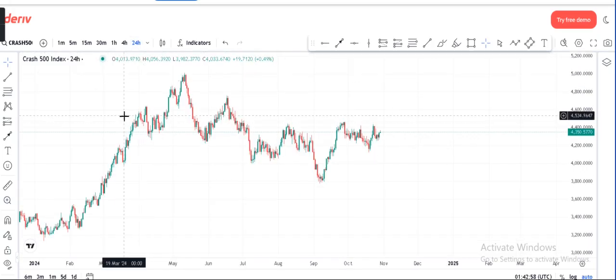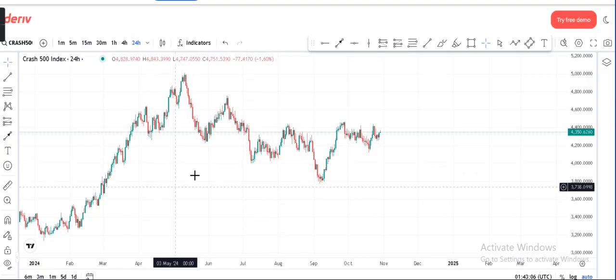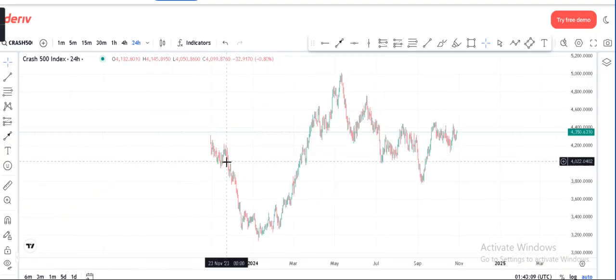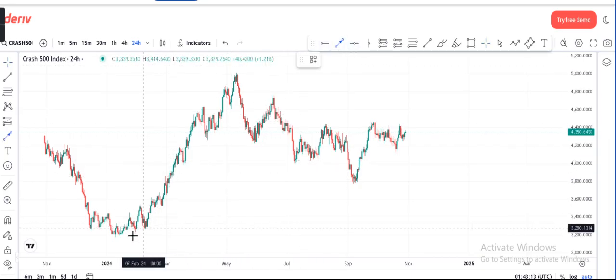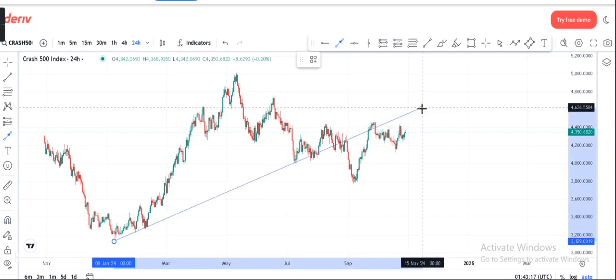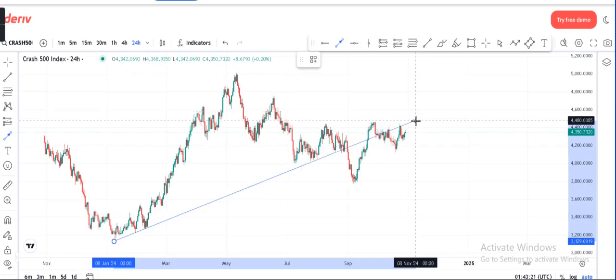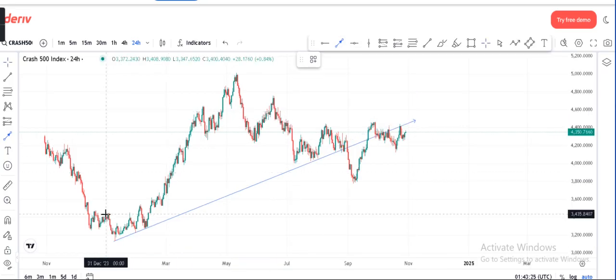On the Crash 500 index, what we can clearly see is market reaction. So what are we going to do? We can clearly go down to the higher time frame. Now on the higher time frame, we would see that the market had a low and a lower high, which broke structure and got retested at this point.